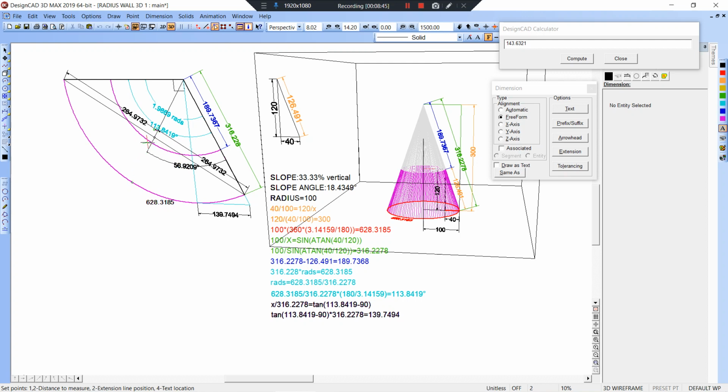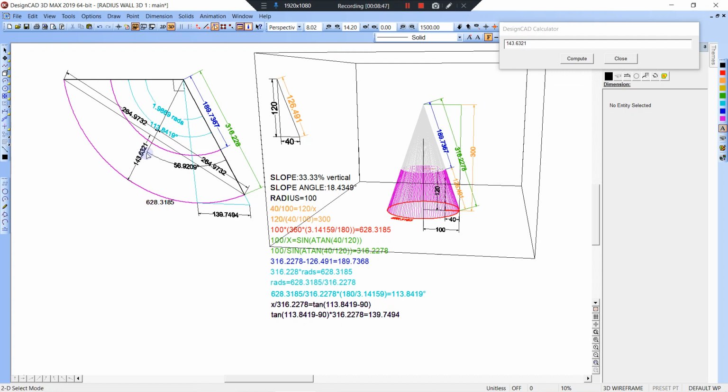Sometimes I just don't want to behave. 143.6321. So that's how you would get that. So now you have the width and the rise, and then you could follow the layout. If this was in feet, it would just be too big to swing those arcs. You could lay out the arc as in the how-to-lay-out-an-arc video; I just did a video on that. All right, so that's how it's done.